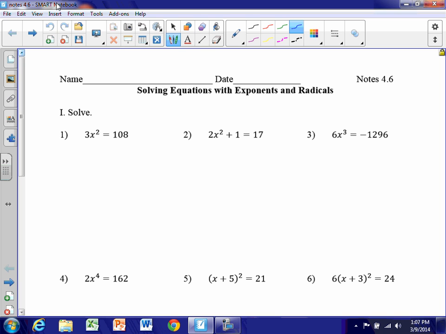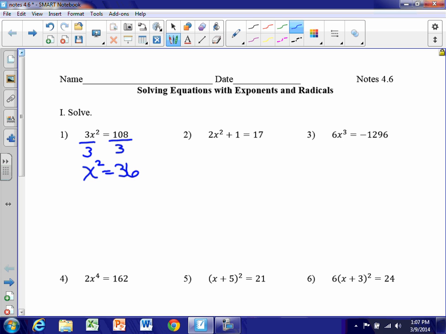And so the first one has an x squared in it, and so does the second one. Anytime you're solving these, you want to start by getting the x term completely by itself. So the first thing we're going to do in number 1 is divide by 3, and that gives us x squared equals 36.